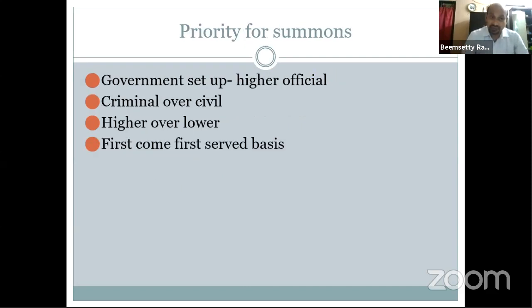And what is the priority for summons? In a government setup, the higher official. Between criminal and civil courts, the criminal court has more priority than the civil. Likewise, a higher court has priority over a lower court. And then first come, first served basis. If summons from two same-level courts come at the same time, he should attend the court from which he received the summons first.